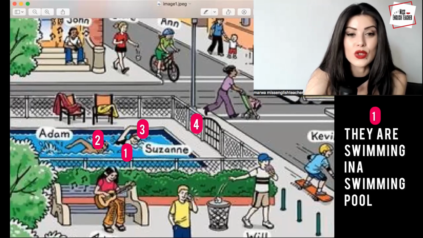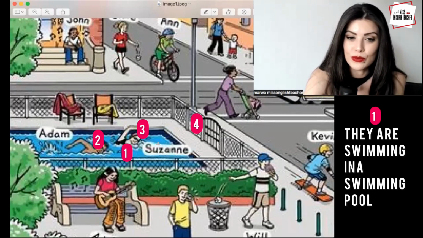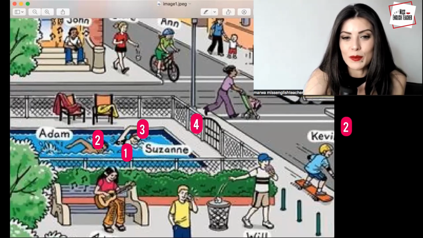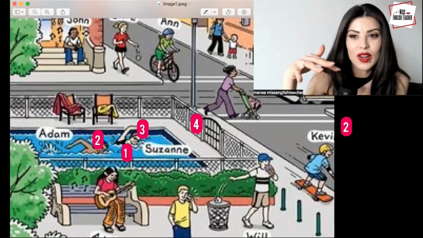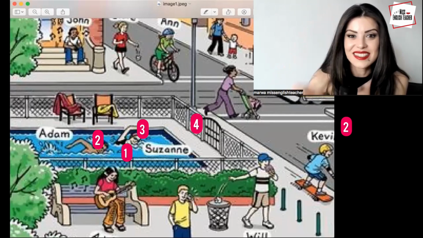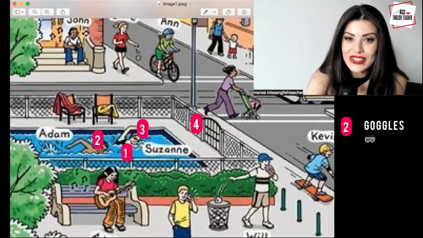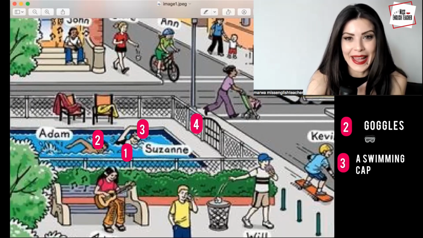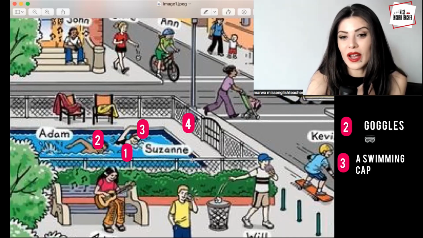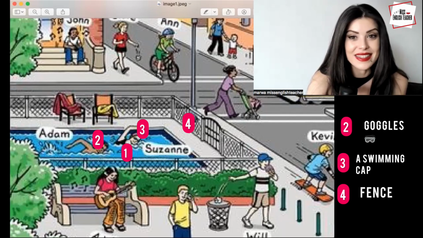Good. So they are swimming in a swimming pool. We can see here they both have those things that you wear if you want to see underwater, then you need goggles. Good. And Suzanne has a swimming cap. Now, what's this thing around the swimming pool? What do you call that? Exactly. That is a fence.